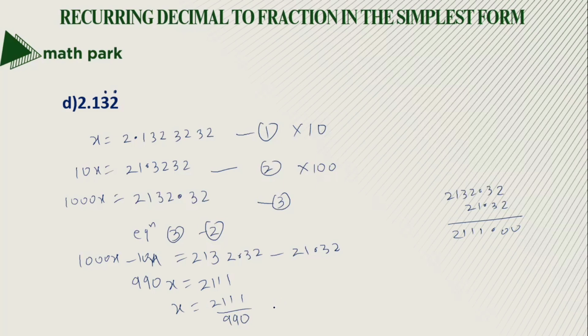So this is how we have learned how to express a recurring decimal as a fraction in the simplest form. That is converting a recurring decimal into a rational number. So a rational number is a number which can be expressed in the form of a fraction in the simplest form.